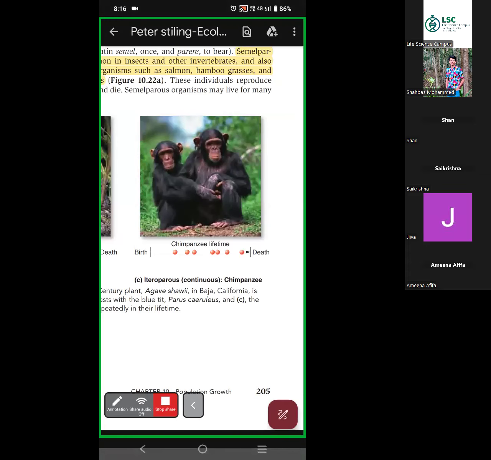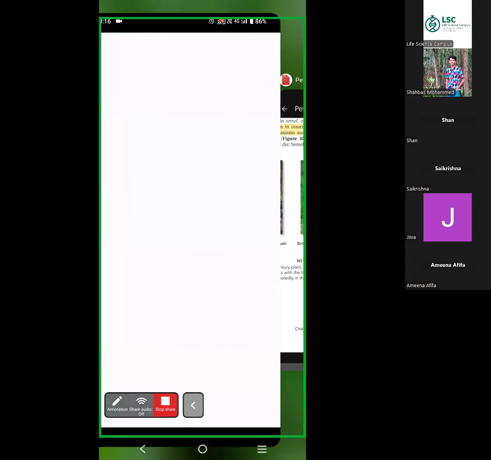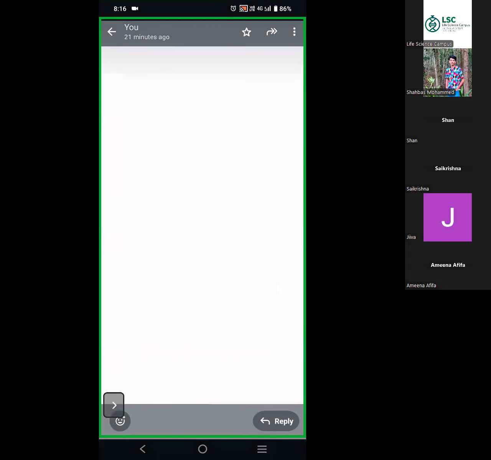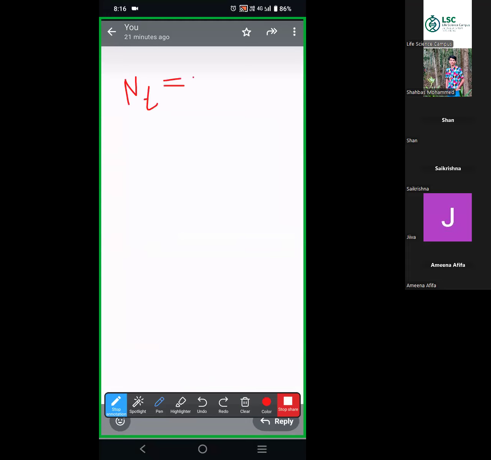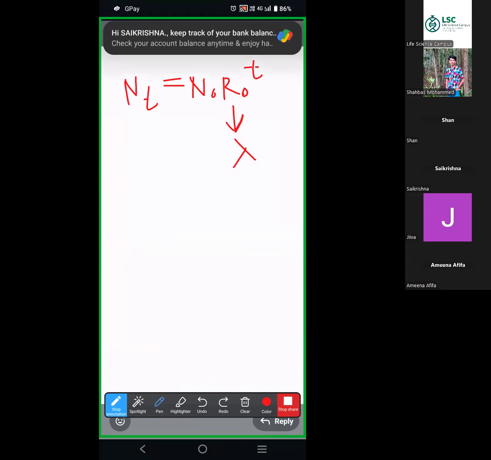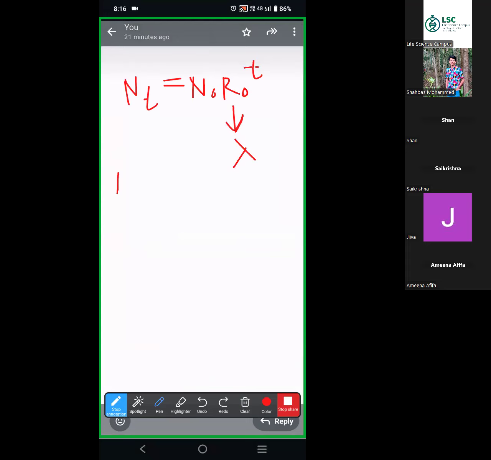And there is an equation for finding out the population size of a geometrically growing population. That is Nt is equal to N0 into R0 raised to t. And this R0 can be substituted by lambda. Then the equation becomes Nt is equal to N0 into lambda raised to t.